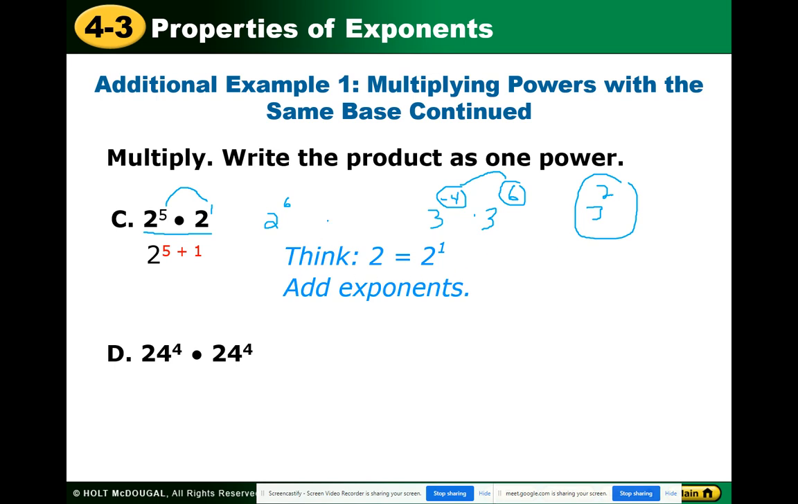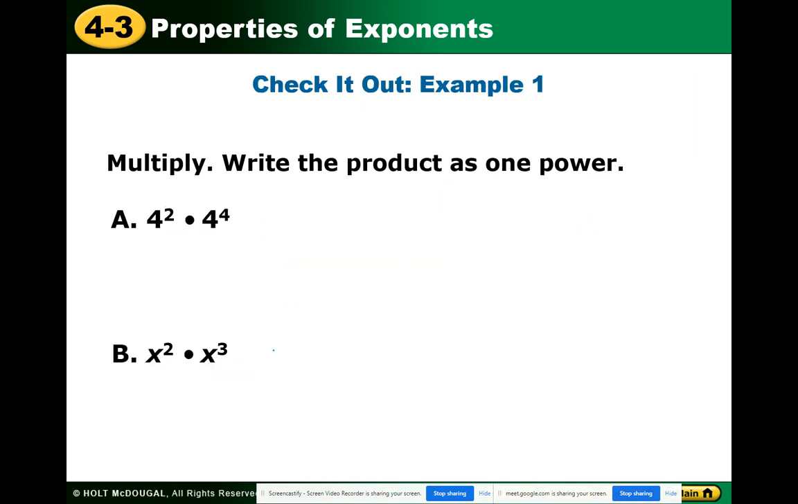Or anybody else. All right, Christine, as we look at D here, all right, I'm underlining it here. Are their bases the same? Yes. All right, very good, very good. So if we're multiplying and the bases are the same, you just add the exponents. Hey, and we get our answer.